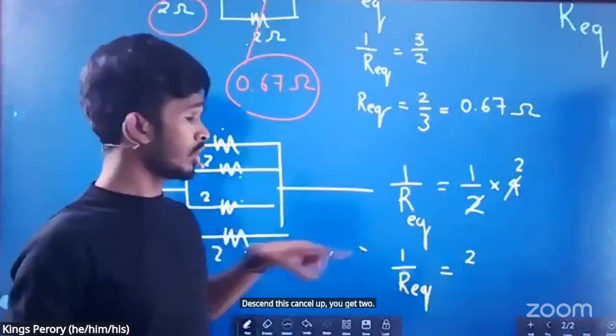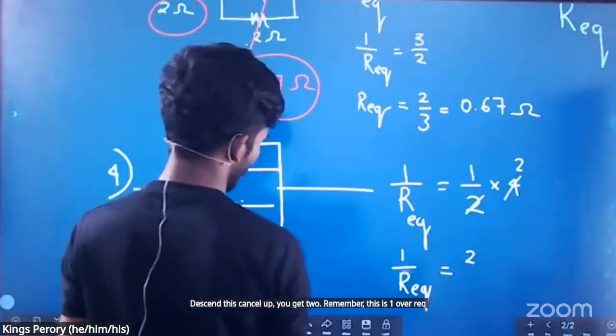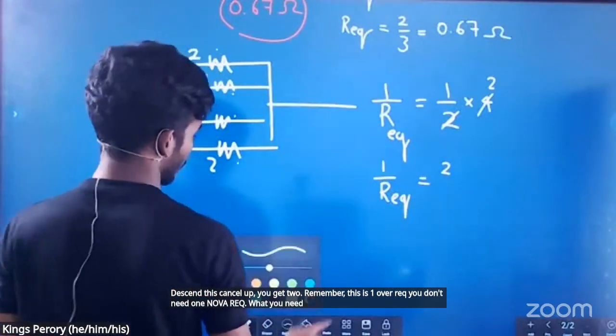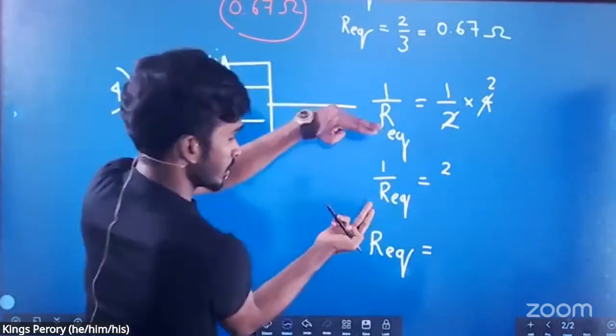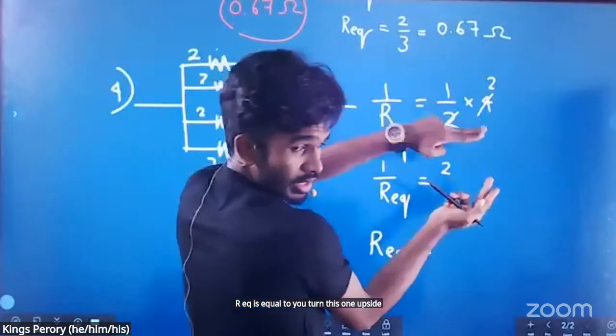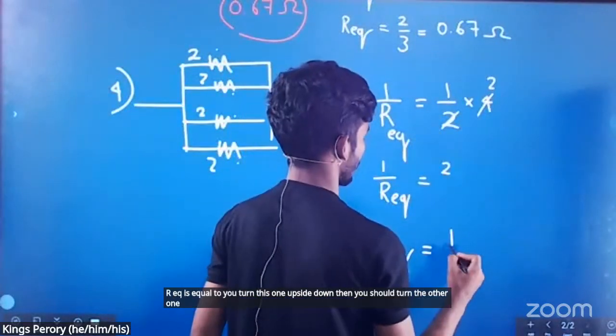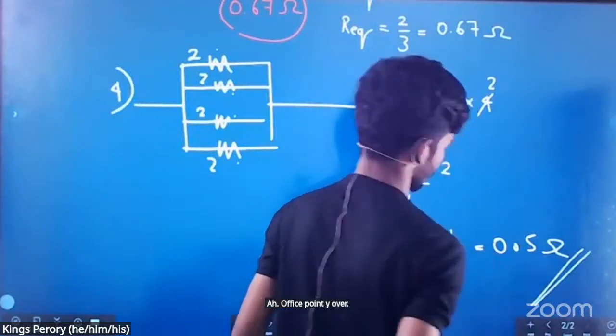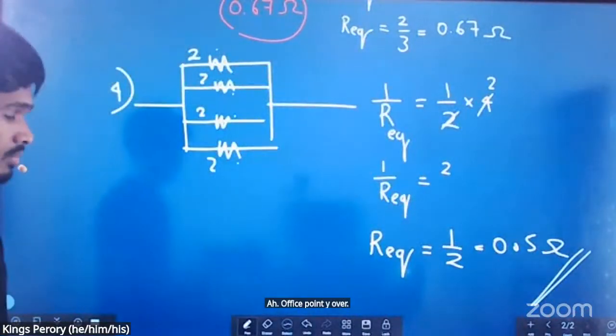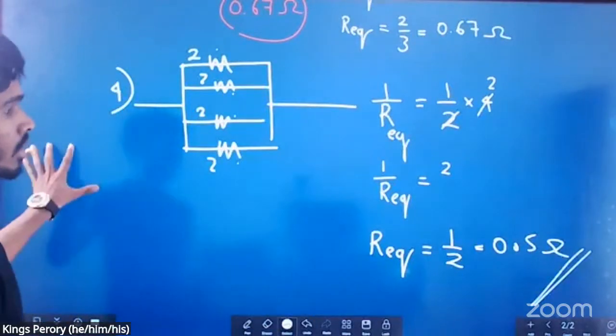Remember, this is 1 over Req. You don't need 1 over Req. What you need is Req. Take the reciprocal. Req is equal to, you turn this one upside down, then you should turn the other one also upside down. Half. Half is 0.5 ohm.